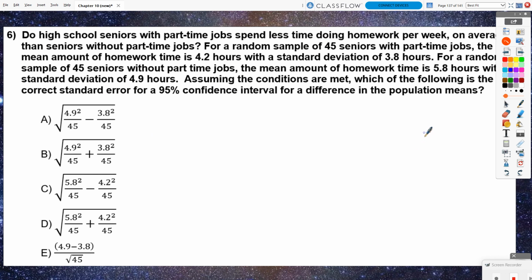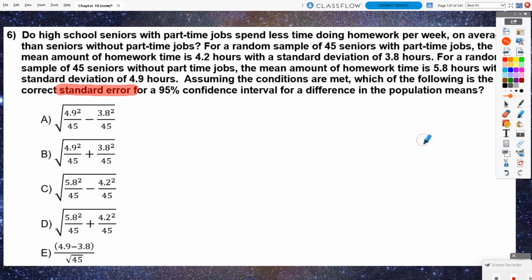Number 6, do high school seniors with part-time jobs spend less time doing homework per week on average than seniors without part-time jobs? For a random sample of 45 seniors with part-time jobs, the mean amount of homework time is 4.2 hours, with a standard deviation of 3.8 hours. For a random sample of 45 seniors without part-time jobs, the mean amount of homework time is 5.8 hours, with a standard deviation of 4.9 hours. Assuming the conditions are met, which of the following is the correct standard error for a 95% confidence interval for a difference in the population means?